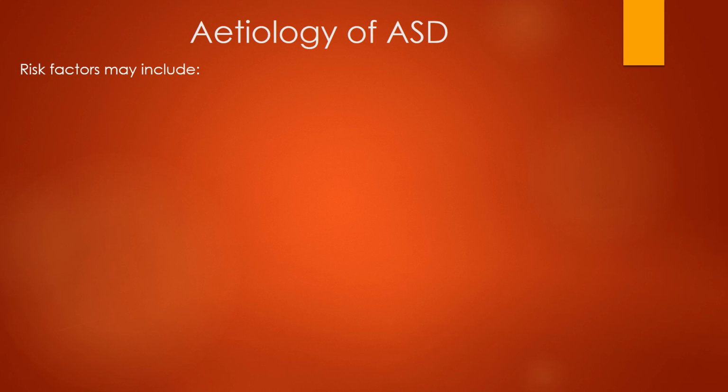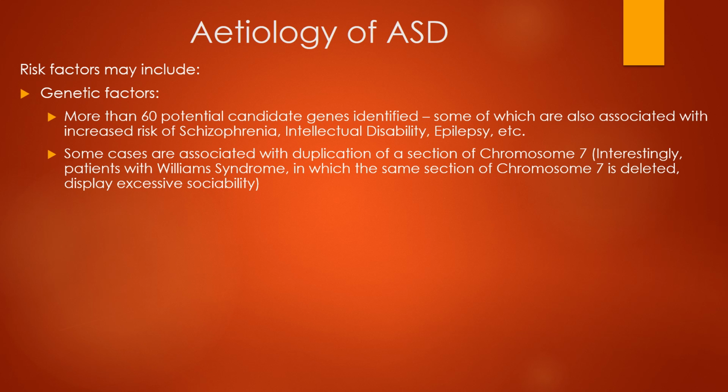Risk factors for ASD include genetic factors. More than 60 potential candidate genes have been identified, some of which are also associated with increased risk of other disorders like schizophrenia, intellectual disability, epilepsy, etc. Some cases are associated with duplication of a section of chromosome 7. Interestingly, patients with Williams syndrome, in which the same section of chromosome 7 is deleted, display excessive sociability.